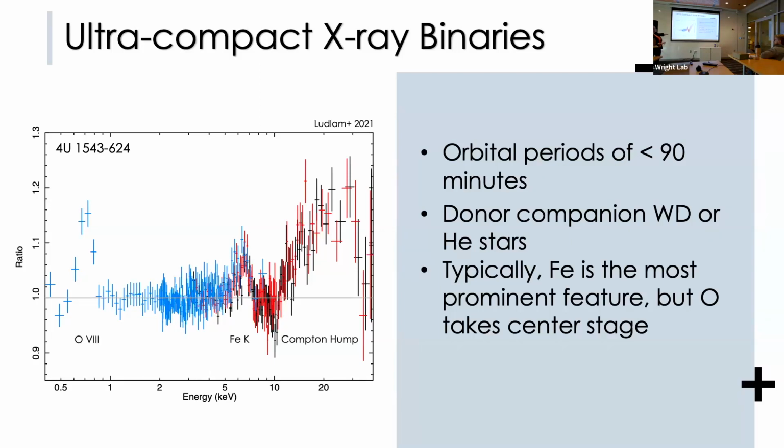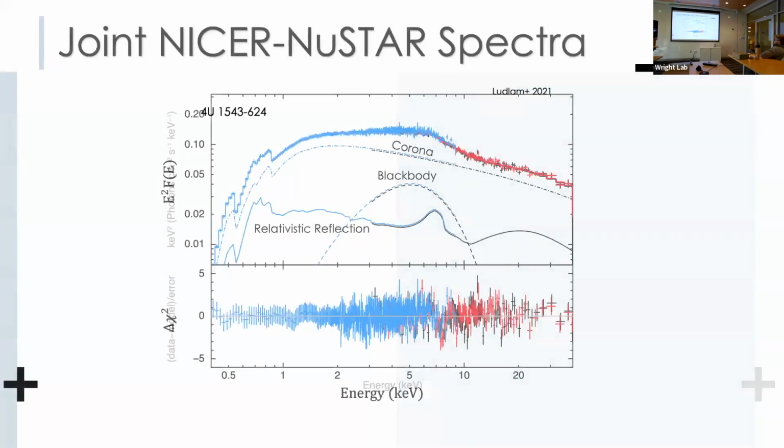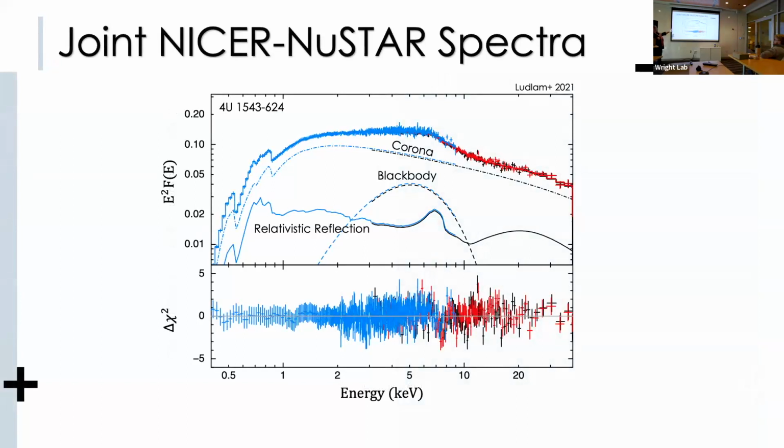Oh, that's just labeling them for you. Okay, so you can see there's two different data sets. We have low energy emission from NICER, high energy emission from NuSTAR. And we can model the spectral distribution of the photons using those toy models that I talked about before.